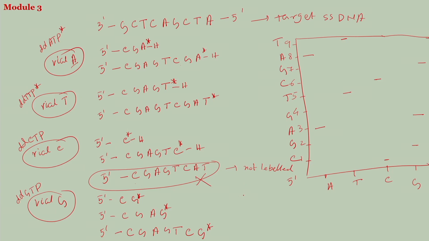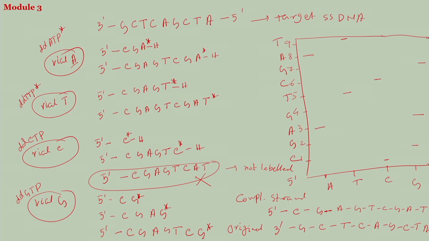So, your complementary strand sequence is 5 prime C, G, A, G, T, C, G, A, T. Therefore, the original strand, the target, should be 3 prime to G, C, T, C, A, G, C, T, A. So, it matches with the original strand.